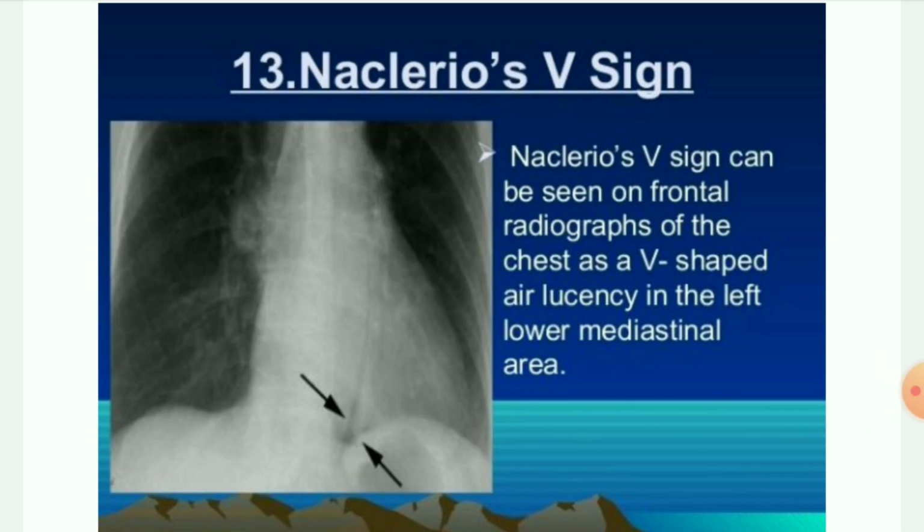Naclerio's V sign can be seen on frontal radiographs of the chest as a V-shaped air lucency in the left lower mediastinal area. This V-shaped air collection occurs in the setting of pneumomediastinum. Mediastinal air at this location is frequently seen in the presence of esophageal perforation. One limb of the V is produced by mediastinal air outlining the left lower lateral mediastinal border. The other limb is produced by air between the parietal pleura and medial left hemidiaphragm.